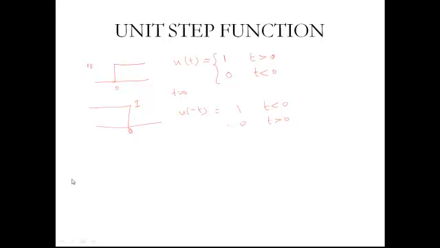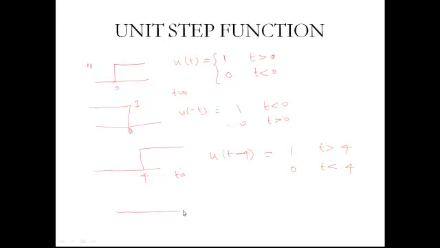And there is also a shifting operation. Say, for example, it starts at time t equal to 4 seconds. This means that there is a right shift. So this will be expressed as u of t minus 4. It means that it is delayed by 4 seconds. So u of t minus 4 is 1 for t greater than 4 seconds and 0 for t lesser than 4 seconds.